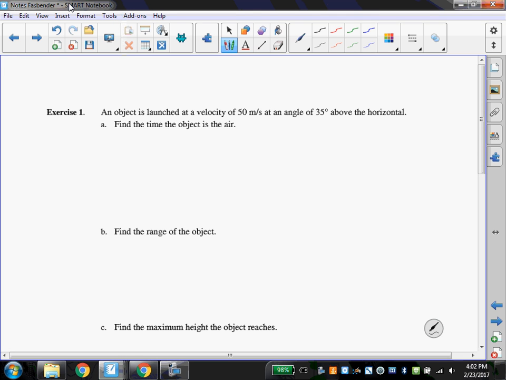Let's solve some problems with angled projectiles. Now we're going to use the exact same problem-solving process that we have done for the rest of this unit, which means that we need to start with an XY table of knowns.